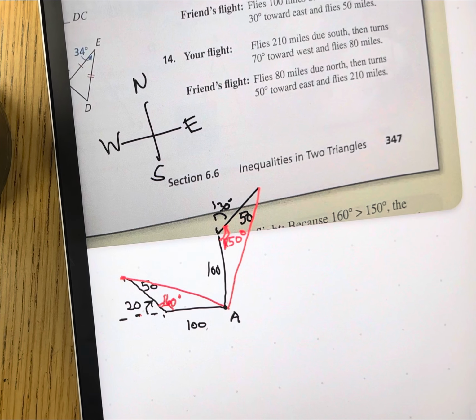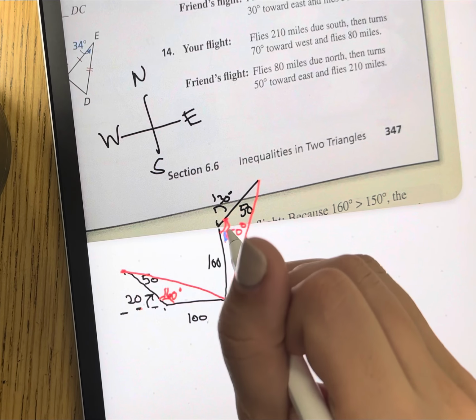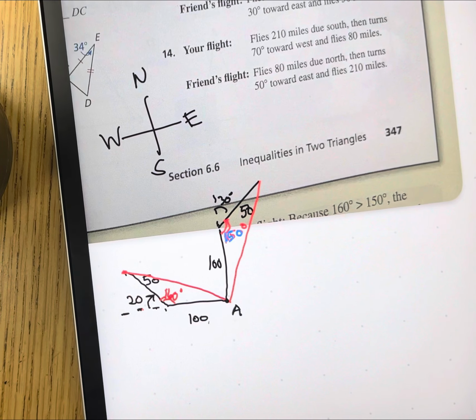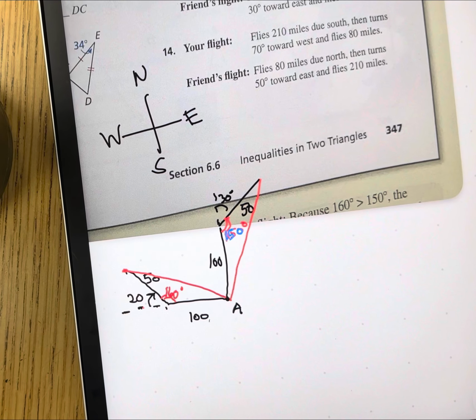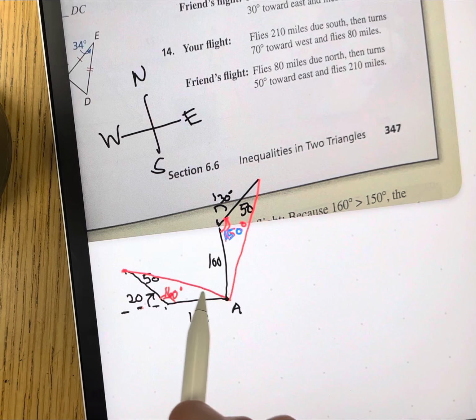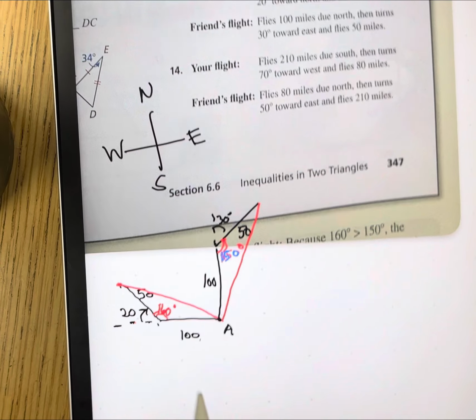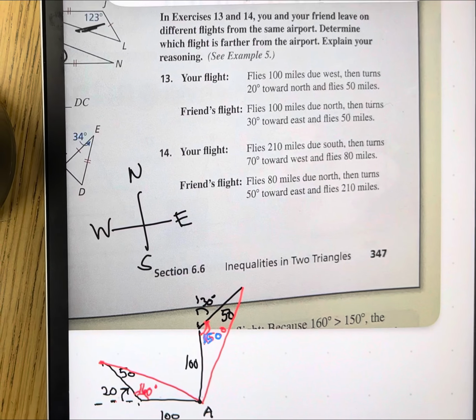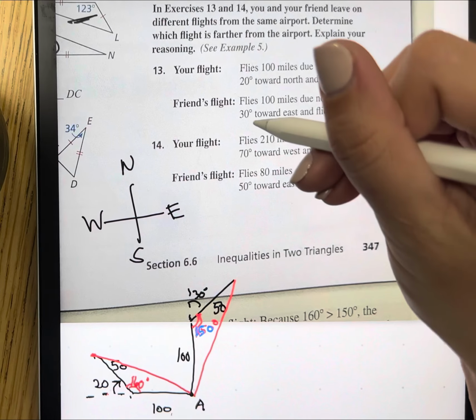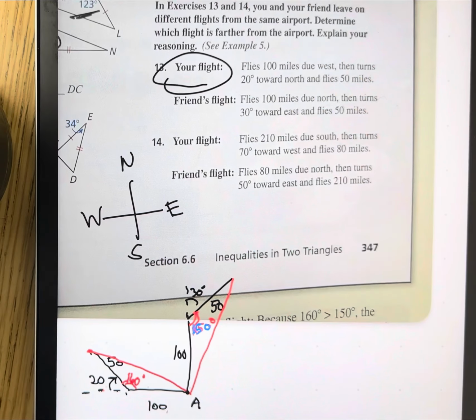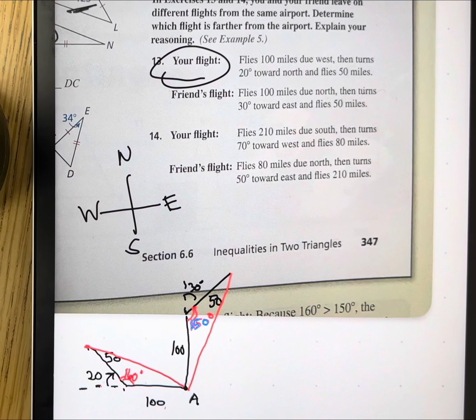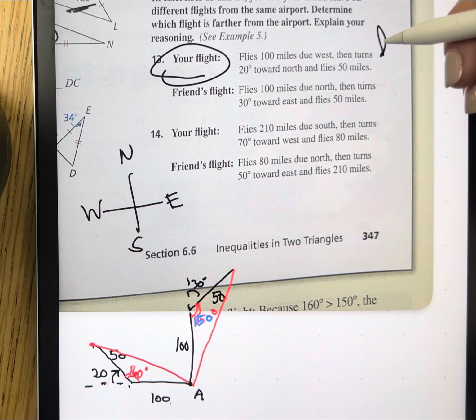So then that means that I have traveled further from the airport because my angle is larger than my friend's angle. So here, for number 13, this flight went further. And my reasoning is the Hinge theorem.